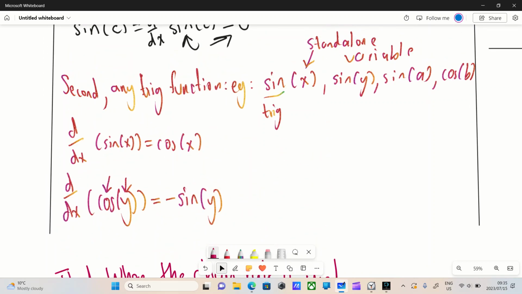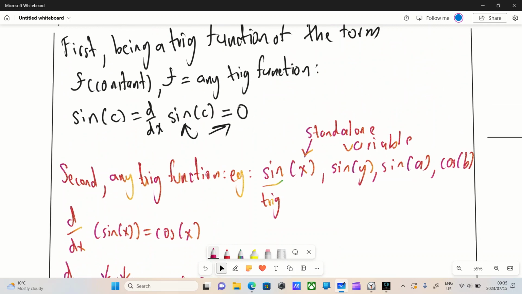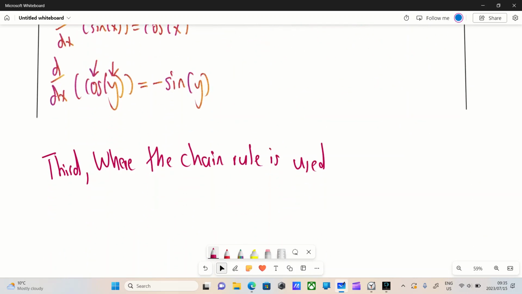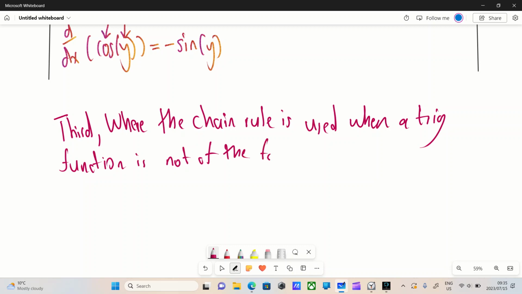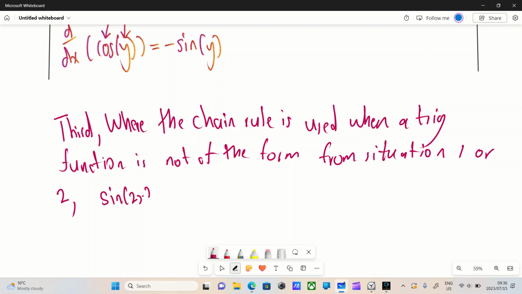If you are given any function and it is not of the first situation or the second situation, we use a chain rule. So the chain rule is used when a trig function is not of the form from situation 1 or 2. Here's an example. Let's say we're given sine of 2x.